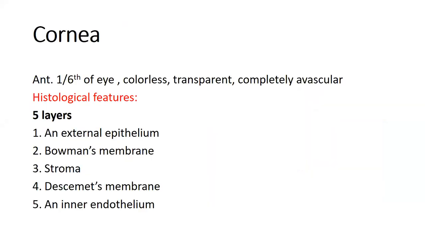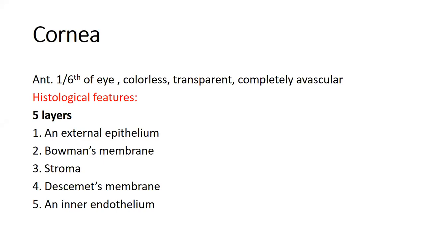Now coming to the cornea. Today the purpose of this lecture is to identify the corneal slide and how to draw the cornea. First I am going to tell you the basic histological features of cornea. As I showed you in the previous slide, the anterior one-sixth of the eye is colorless, transparent and completely avascular. This avascular nature gives it a transparent appearance, and this transparency of cornea is important for the refraction of light.